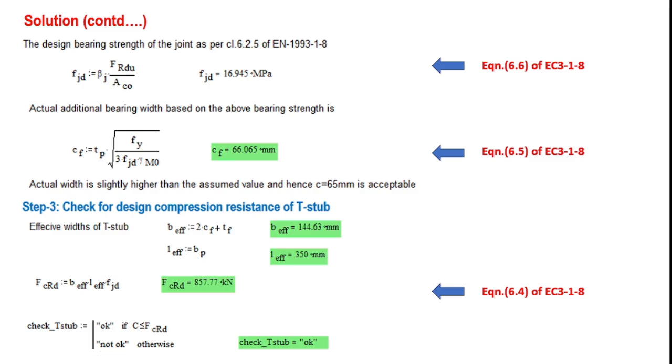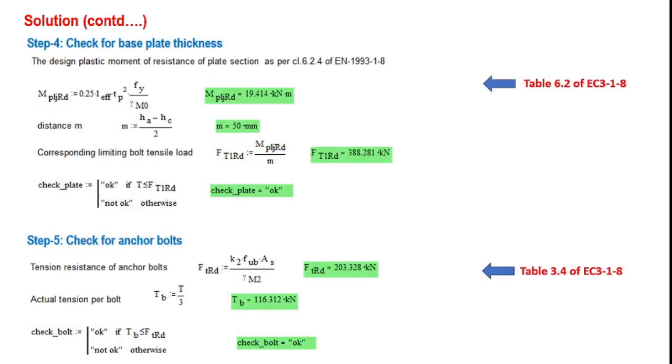So now let us proceed directly to step 4. Step 4 will provide you the check for the base plate thickness. And finally, we have step 5, a check for anchor bolts. Now, obviously, we know that the base plate thickness needs to be computed based on the plastic moment of resistance of the plate. And this shall be calculated as per clause 6.2.4 of EN 1993-1-8.